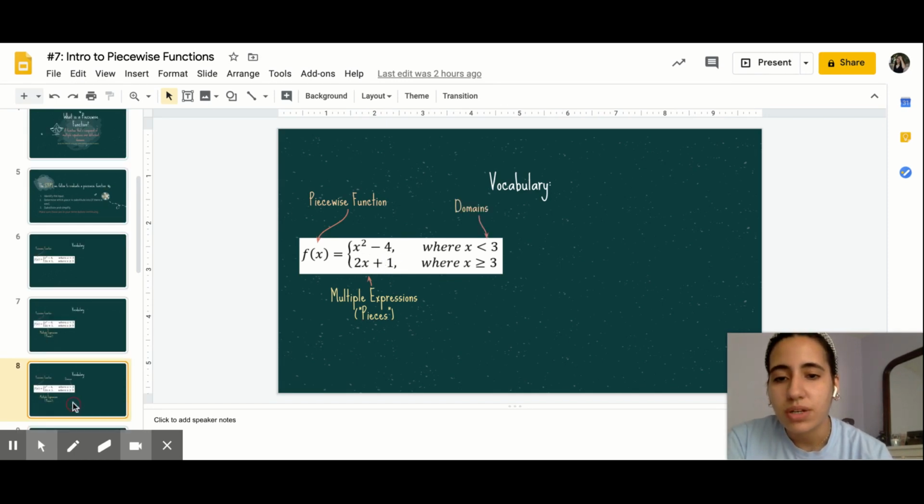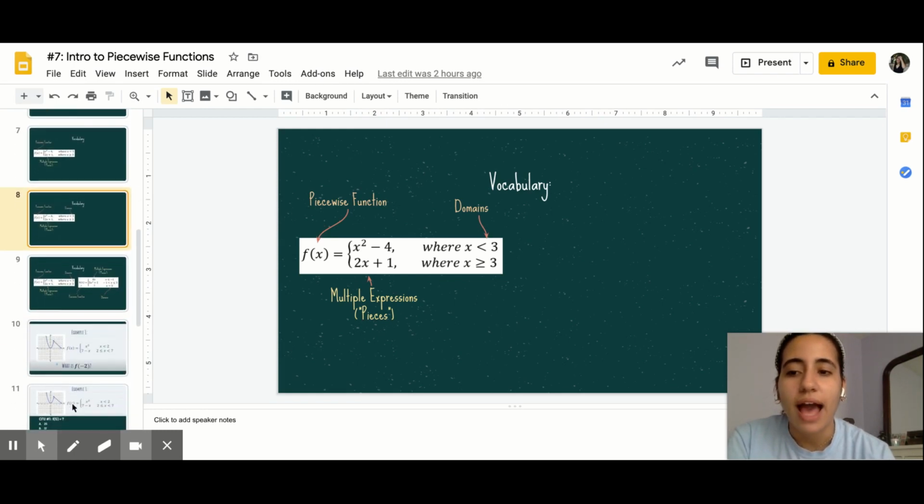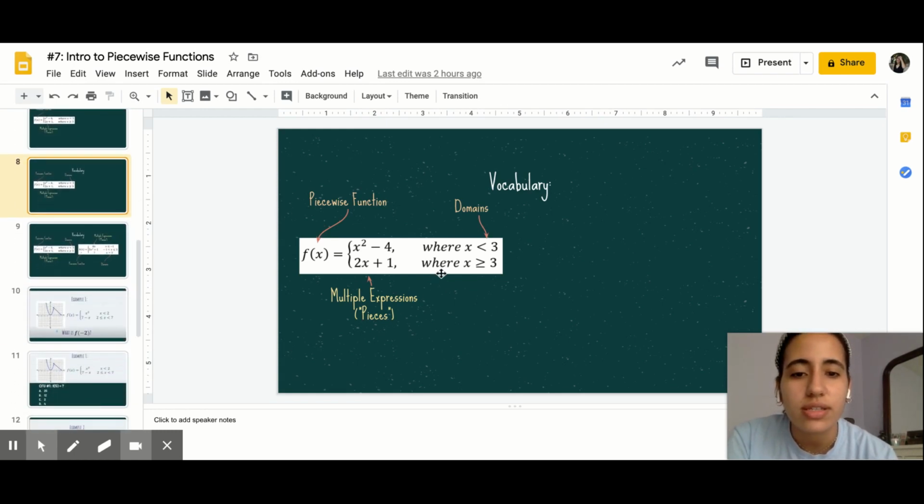And then last but not least, you are also looking at the domain. This is where your domain is. Domain is exactly what you've always been thinking about: all possible x values. When your x value or your input is less than 3, then you are using that top piece or top expression. If it's equal to or greater than 3, then you are using the linear or bottom expression down here. So those are all the parts of a piecewise function.